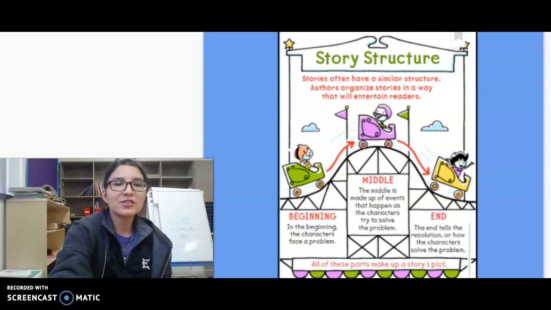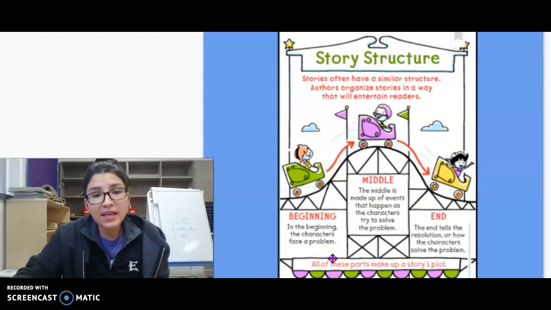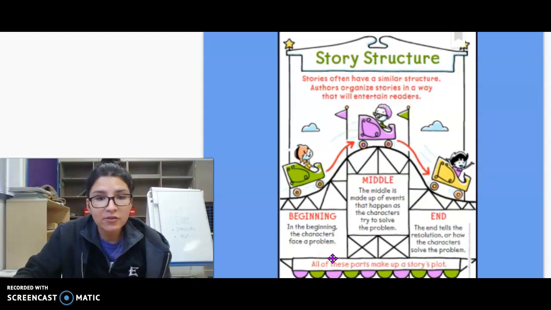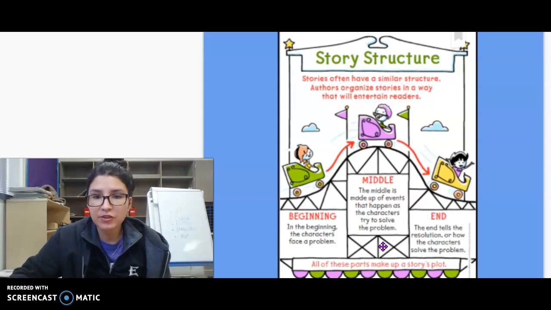Okay, so let's look at our anchor chart. In the beginning, the character faces a problem, right? The middle is made up of events that happen as the characters try to solve the problem they're facing. And then the end tells the resolution, or how the character solved the problem.